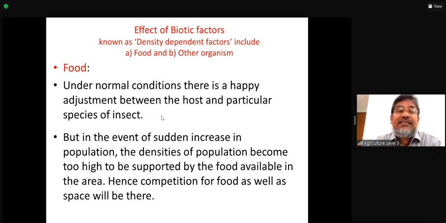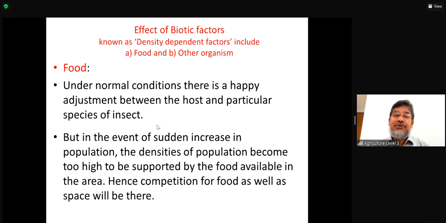For example, insects live in ecosystems and they take many kinds of food. Under normal conditions, there is a happy adjustment between the host and a particular insect species. Host means, for a grasshopper, the rice plant. The rice plant is the host, and the grasshopper is the insect. They have a happy adjustment.